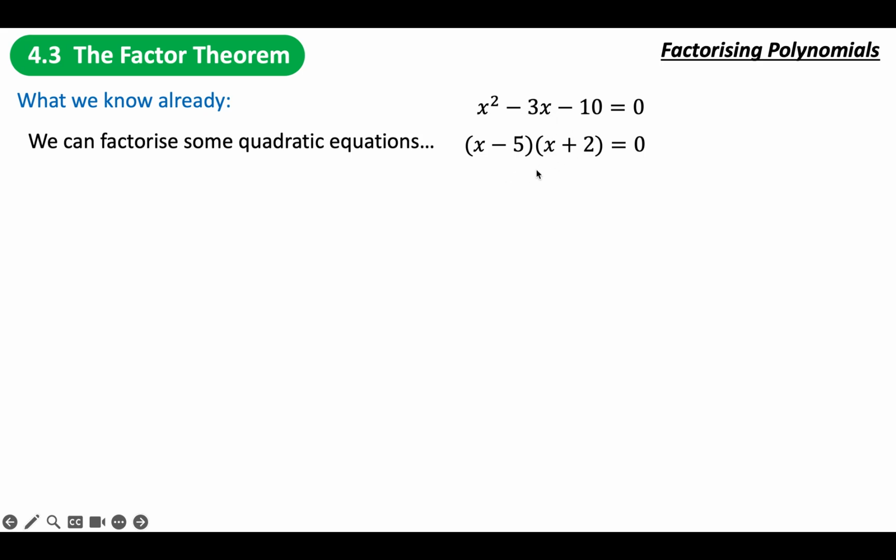And that means we could solve it. We know the values of x because we try and make these brackets equal 0. So x is positive 5 and x is negative 2. That stuff has been covered loads before, so I'm not going to go over that again.